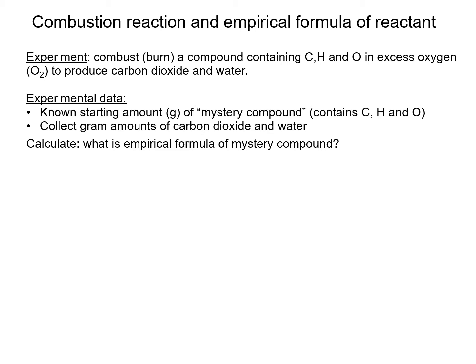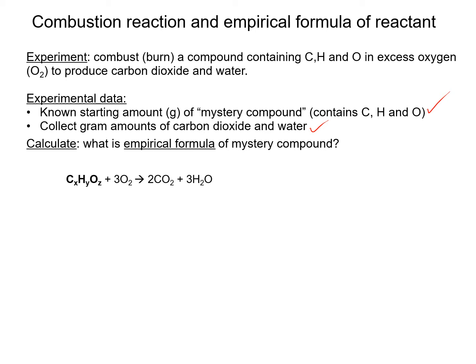If our experiment is well designed, we will have some good experimental data. We're going to know the starting amount in grams of our mystery compound that contains carbon, hydrogen, and oxygen. And we're also going to be careful when we collect our gram amounts of carbon dioxide and water. From these three pieces of data, we can actually calculate the empirical formula of this mystery compound of ours. We should think about what our chemical equation is going to look like.